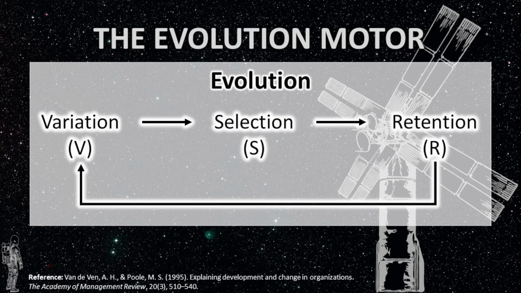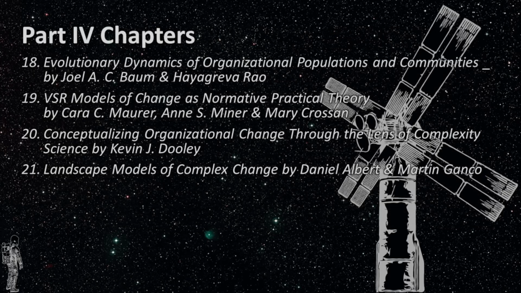You probably remember from our first episode of OT in Space that the evolutionary motor is based on the competitive combination of three forces: variation, selection, and retention. This part of the handbook has 4 chapters covering different aspects of the evolution motor, chapters 18 through 21, and we'll talk a little bit about each of them. Let's get started.